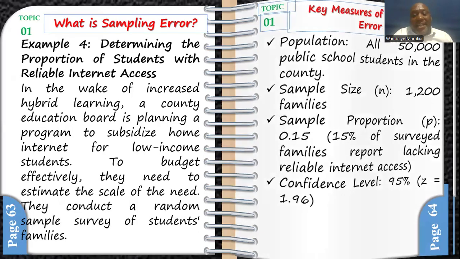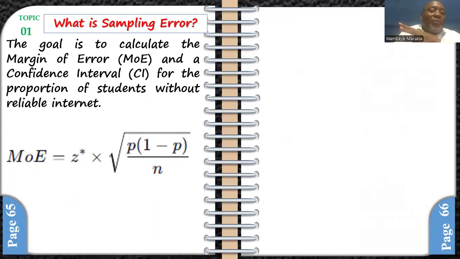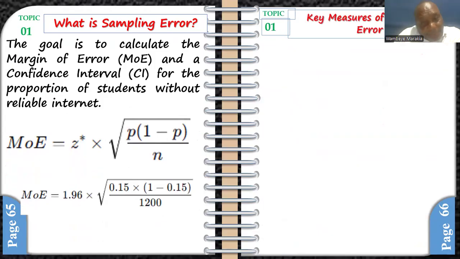We proceed to calculate our error, because the goal here is to calculate the margin of error and a confidence interval, CI, for the proportion of the students without reliable internet. So here we have the margin of error equals Z times the square root of p times 1 minus p, with p being 50% that they lack internet. That was 50% times root times 1 minus 0.5.